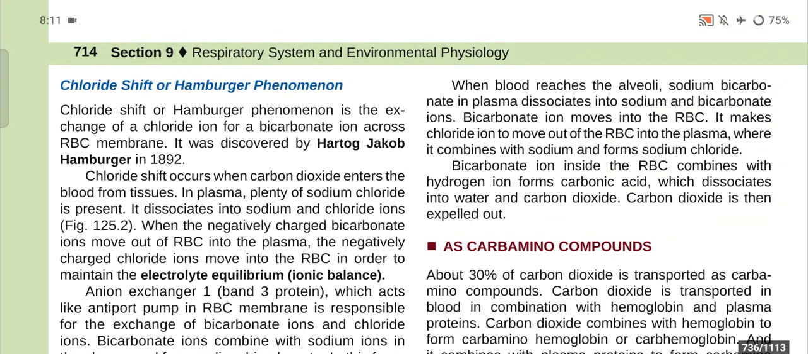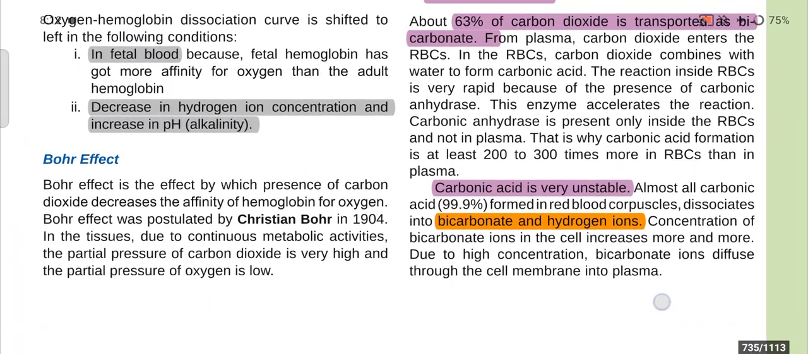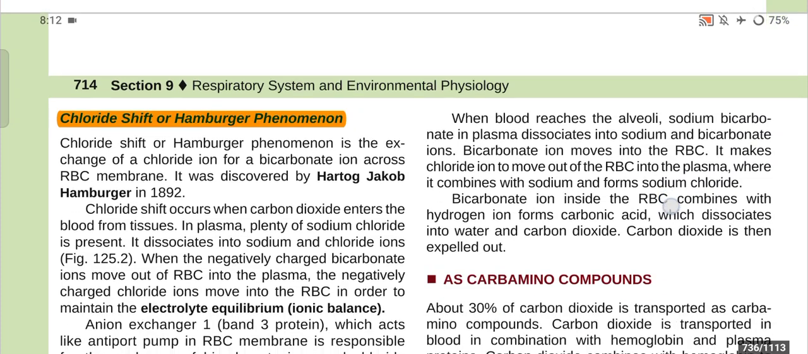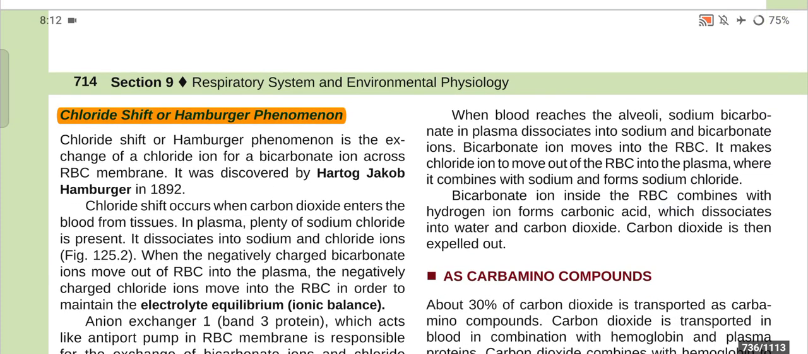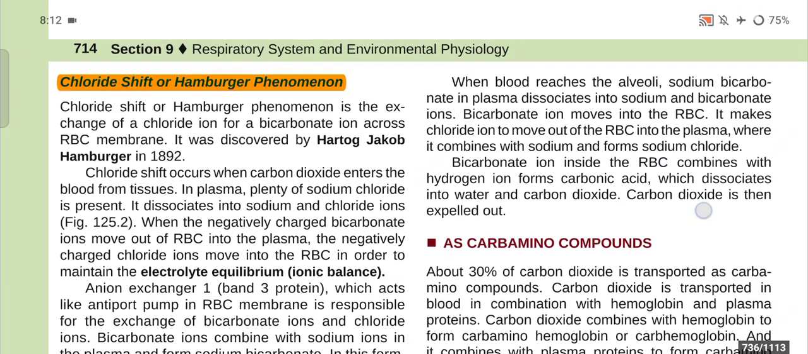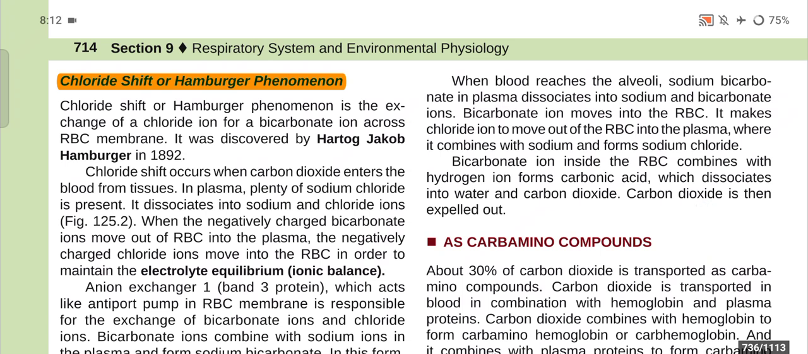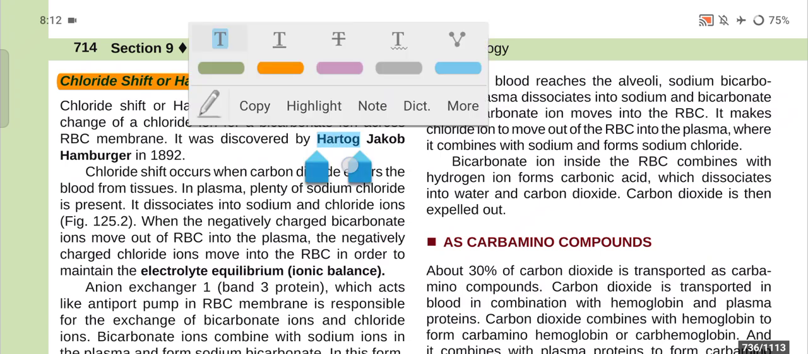Now, chloride shift or Hamburger phenomenon. What is chloride shift or Hamburger phenomenon? The chloride shift or Hamburger phenomenon is the exchange of chloride ion for a bicarbonate ion across the RBC membrane, and it was discovered by Hartog Jacob Hamburger in 1892.